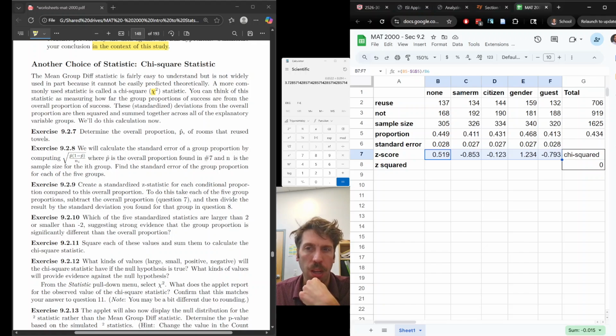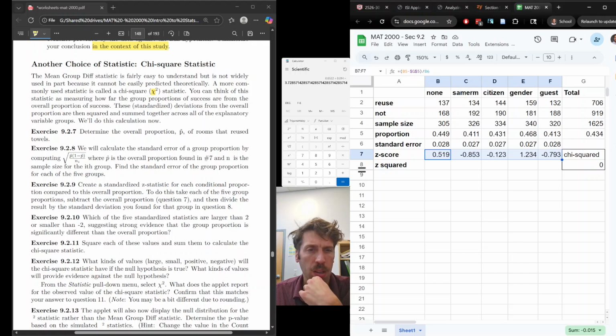Okay, and then number 10, which of the 5 standardized statistics are larger than 2 or smaller than -2, suggesting strong evidence the group proportion is significantly different than the overall proportion? Well, for me, I have 0 of those are beyond 2, but you might have 1 or 2 that are beyond 2.